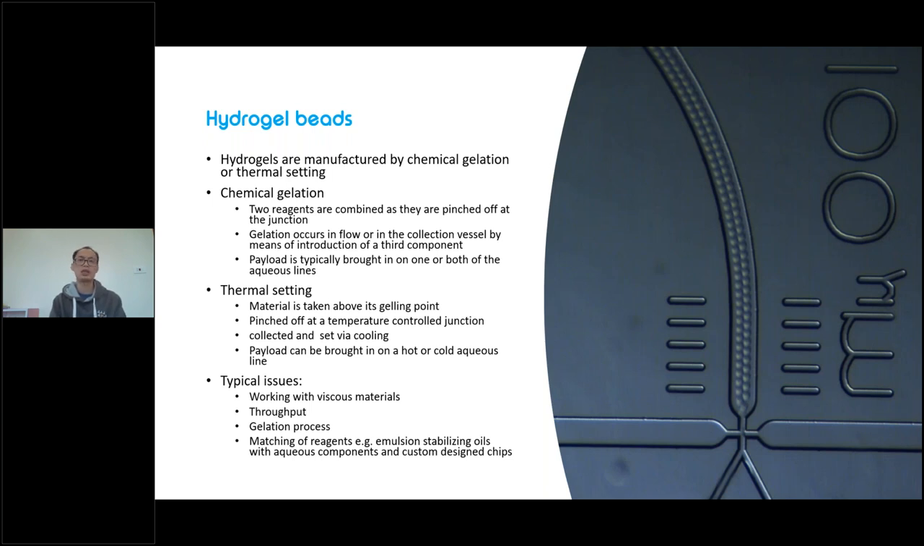With this method of hydrogel bead production using microfluidics, there are typical issues. Working with highly viscous materials affects throughput. The gelation process is also complicated, which makes an issue for production. There is also the matching of reagents, for example, emulsion stabilizing oil with the aqueous component, and custom designed chips.